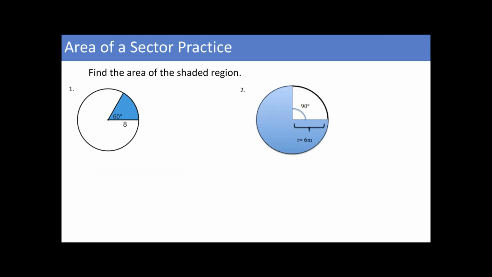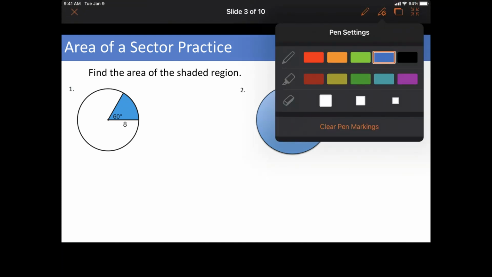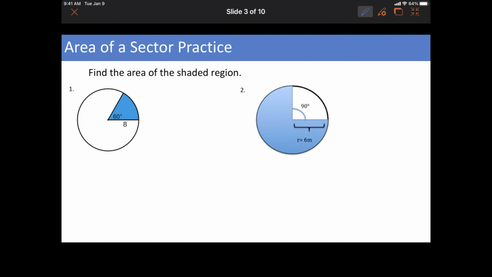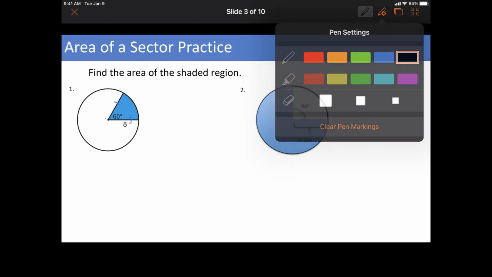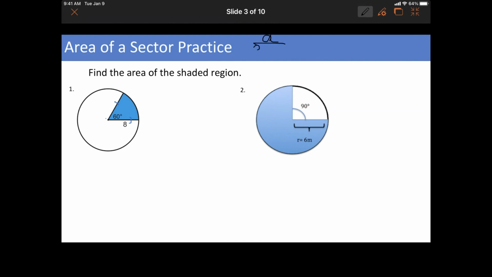So let's practice that. Find the area of the shaded region. It doesn't say that it's a sector, so you just need to be able to visually know it. We can see that it is a central angle, right? There's a center. The radii are here. All right, so remember that the formula is angle over 360 times pi r squared, the area of the circle.